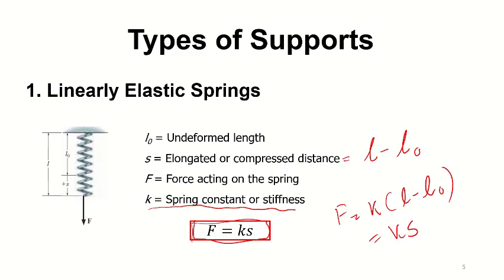For example, if S is positive, causing an elongation, then F must pull on the spring. Whereas if S is negative, which means in this direction, say this is minus S, then this force F must push the spring.